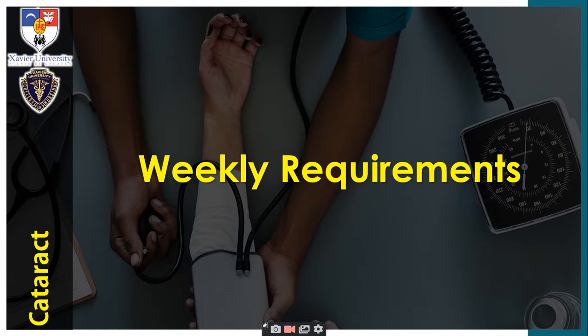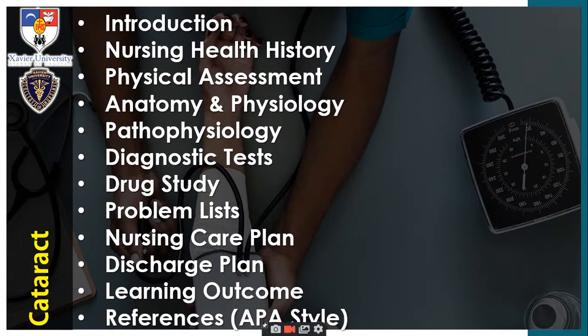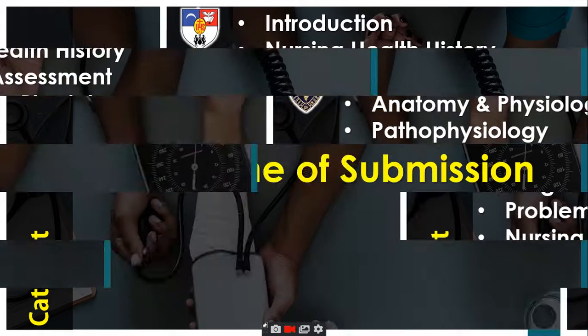For the weekly requirements, this will be the flow of your case analysis that includes your introduction, nursing health history, physical assessment, anatomy and physiology, pathophysiology, diagnostic tests, drug study, problem lists, nursing care plan, discharge plan, learning outcome, and of course your references, and that has to be in APA style.